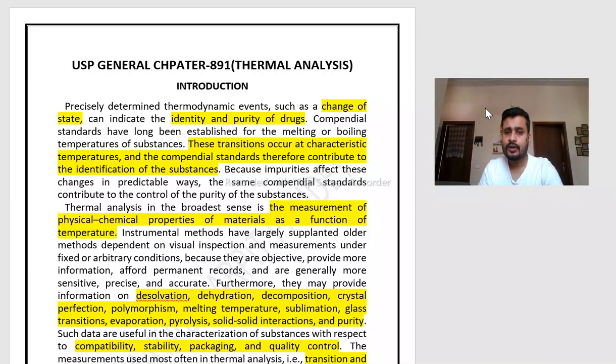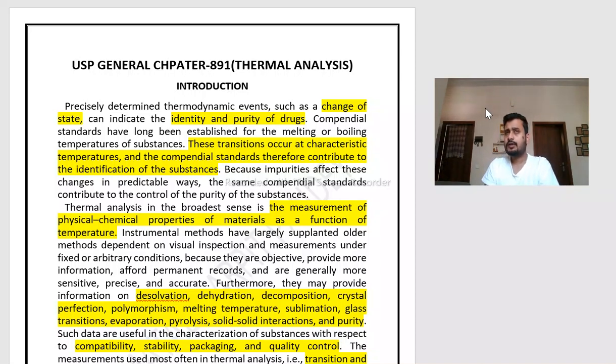Thermal analysis, in the broadest sense, is the measurement of thermal, physical and chemical properties of a material as a function of temperature. Instrumental methods have largely supplanted older methods that depended on visual inspection. What does this mean?